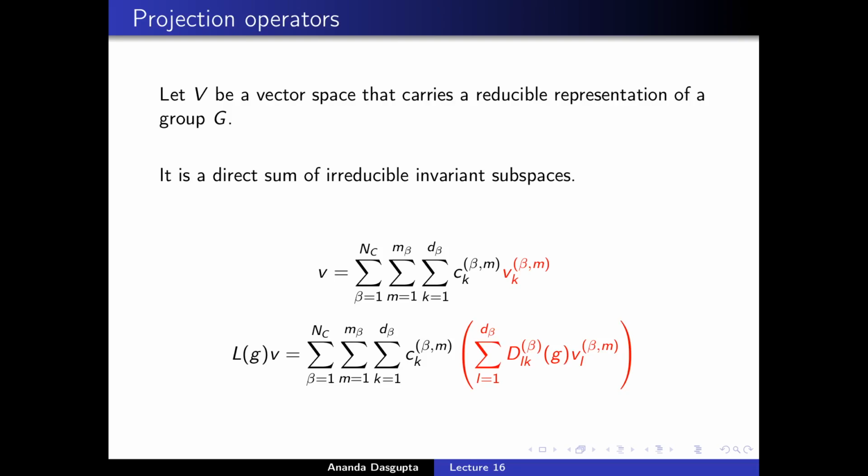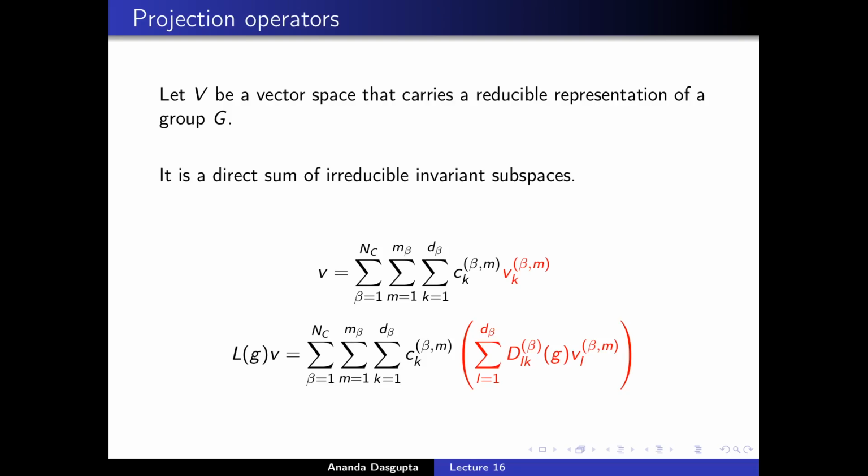Now, this is a straightforward application of Lg on V, but now we are in a position to exploit the great orthogonality theorem to our advantage. I have said earlier that almost all things that we can figure out from the great orthogonality theorem can be figured out with less effort using its simpler cousin, the character orthogonality theorem. However, for the projection operators, you can't really work with the character orthogonality theorem directly. You have to actually use the full power of the great orthogonality theorem here.